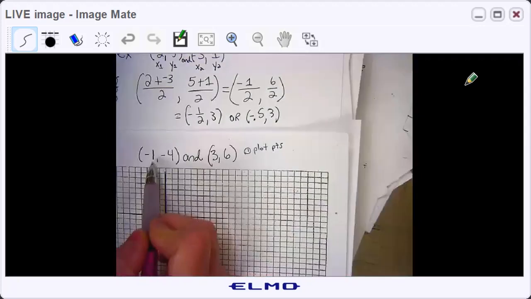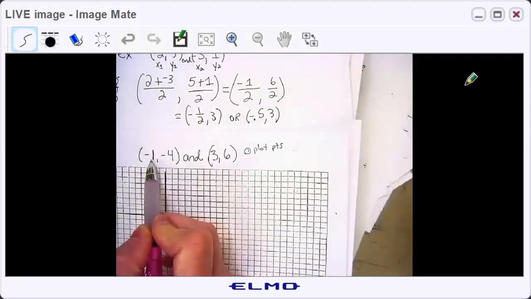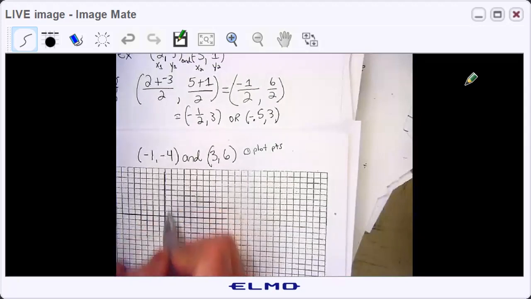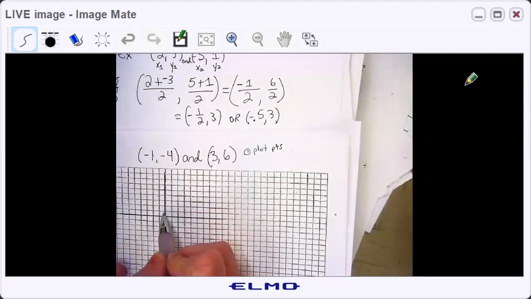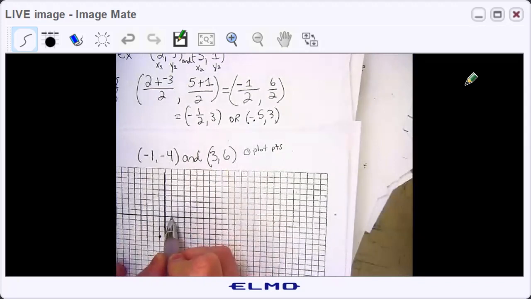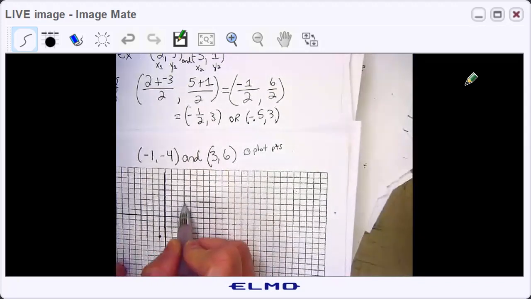All right, let's do that. So -1, 4 is to the left. Remember, you always go right or left for the first motion, and then up or down for the second motion. So from the origin 0, 0, we're going to go left 1 and down 4: 2, 3, 4. Okay. And then for 3, 6, we're going to go over to the right 3, and up 1, 2, 3, 4, 5, 6.